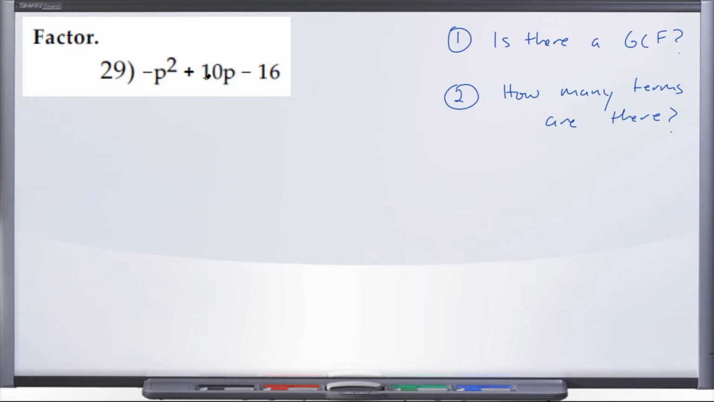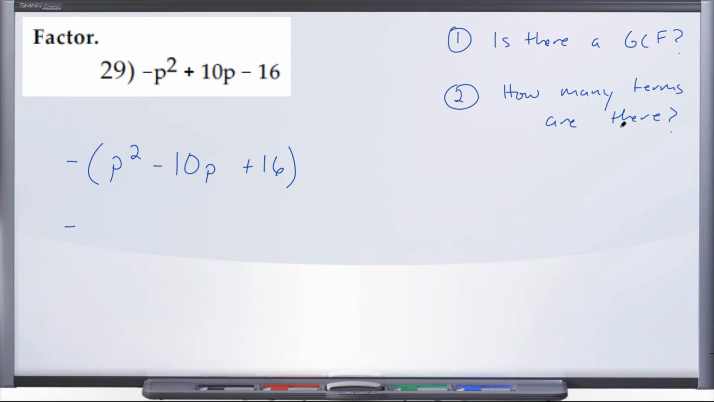So even though there isn't a GCF here in this trinomial, let's go ahead and factor out a negative, and that's going to leave us with p squared minus 10p plus 16. So when you take out a negative, you'll notice that the only thing that changes is the signs of everything behind it. So we started with a negative p squared, well, it's now positive. A positive 10p is now negative 10p. Negative 16 is now positive 16. And now we can go ahead and move on to question 2.